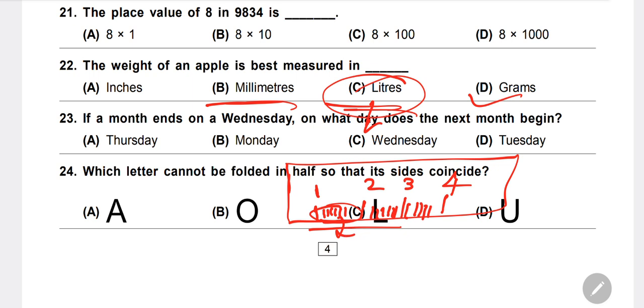It is used to measure the thickness of a thread, and suppose you have an ant. The length of the ant is also measured in millimeters because it's a very small creature.